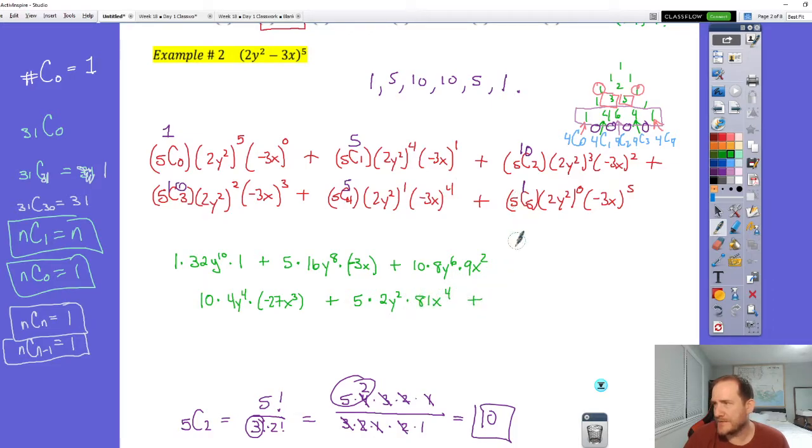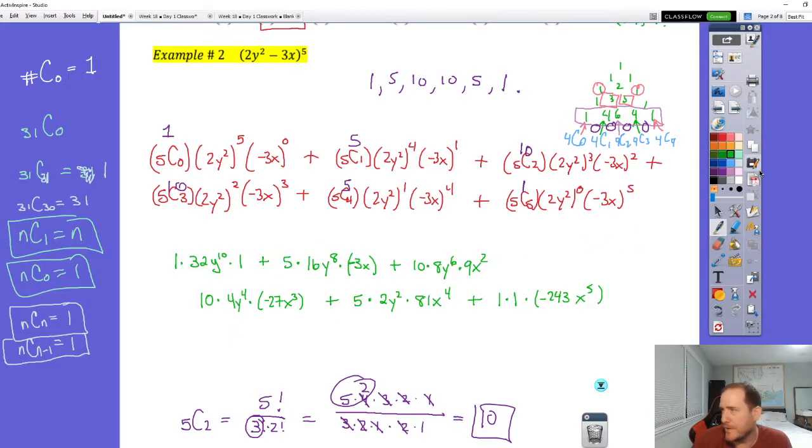And then our last term will give us a 1. This thing to the 0 is now a 1. And this last term, 3 to the 5th is an 81 times 3, so 243. It'll be negative, though. Negative 243, because it's an odd power. X to the 5th. Alright, so notice when you've got a negative term, your signs are going to actually alternate. We're actually going to have positive term, but this one's going to now be negative.